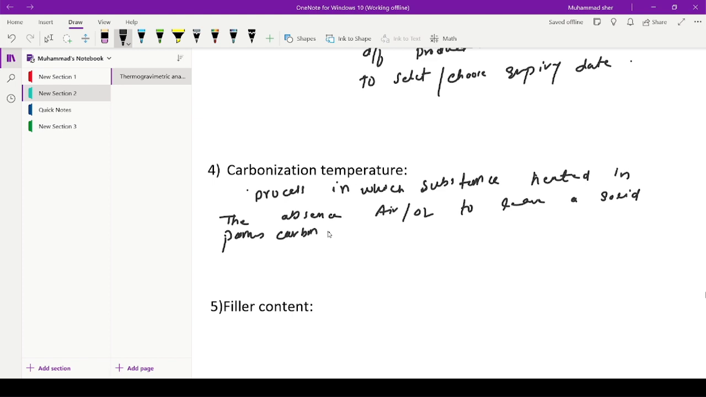And we find out the carbonization temperature because many times in our experiments we need only carbon, and to obtain or extract that carbon from different compounds, we need the carbonization temperature so that we can burn out all the other constituents and are left only with the carbon. So carbonization temperature can also be decided by the use of the thermogravimetric analysis.